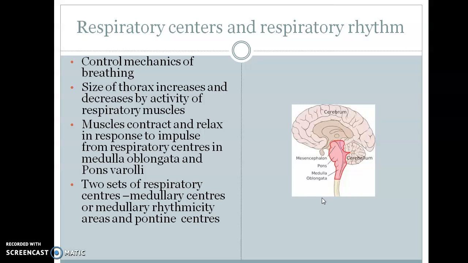Respiratory center is the main center which controls the breathing. When you breathe, the respiratory muscles contract and relax in response to impulses from the respiratory centers. The respiratory center is in the brain, that is the hind part of the brain.